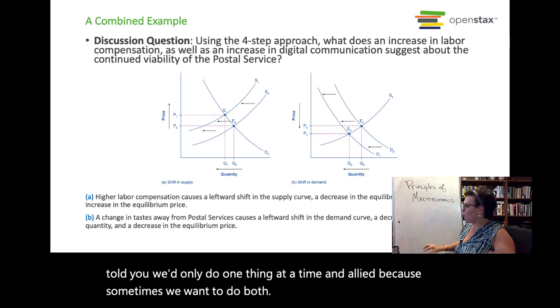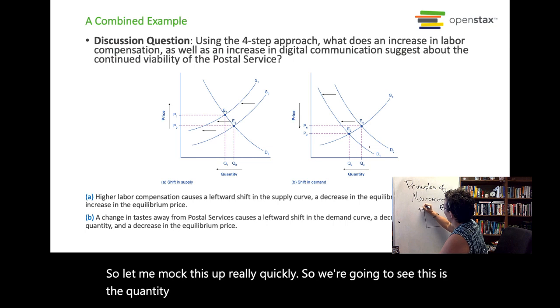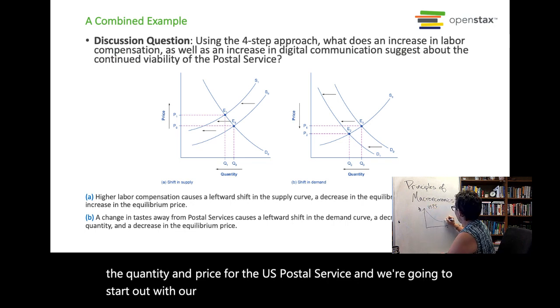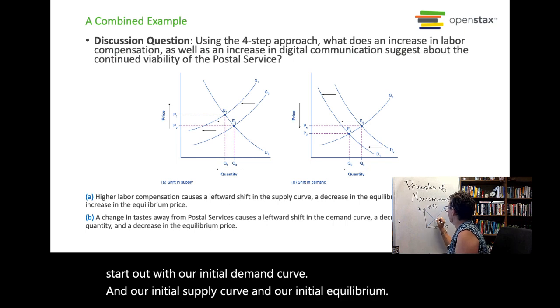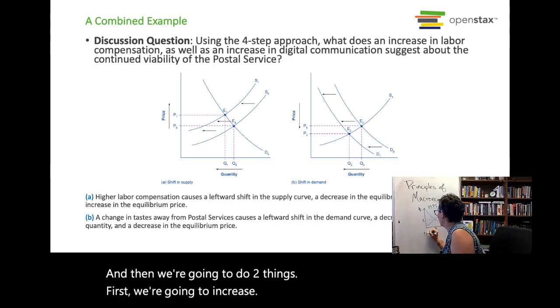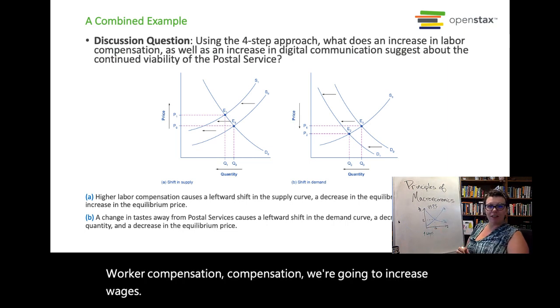And so let me mock this up really quickly. So we're going to see, this is the quantity and price for the U.S. Postal Service, and we're going to start out with our initial demand curve and our initial supply curve and our initial equilibrium. And then we're going to do two things. First, we're going to increase worker compensation. We're going to increase wages. Is that going to affect supply or demand?